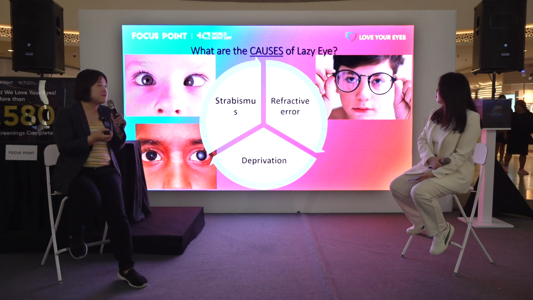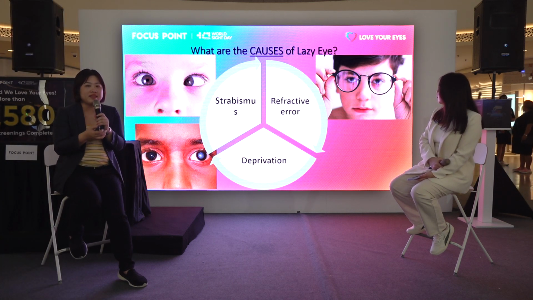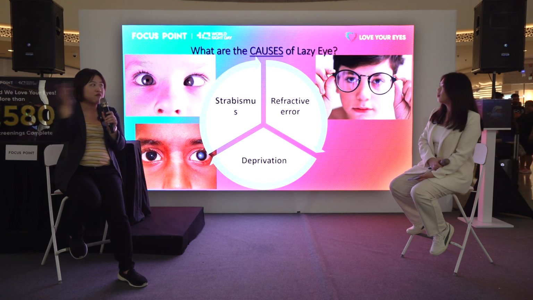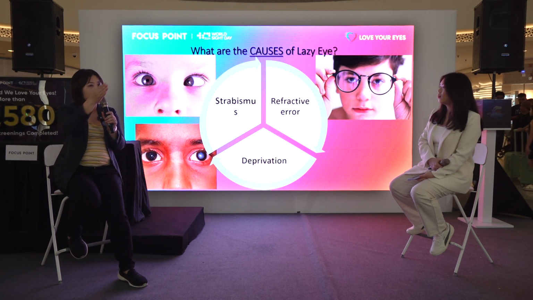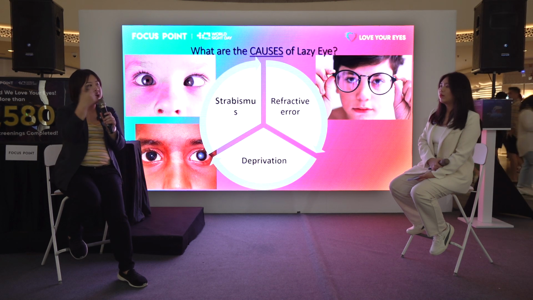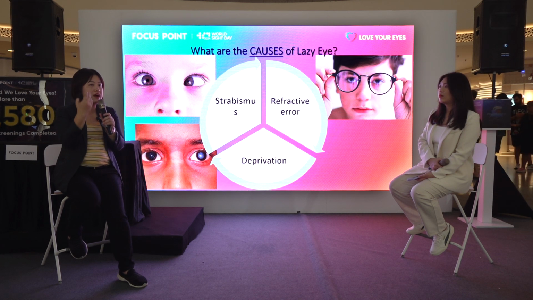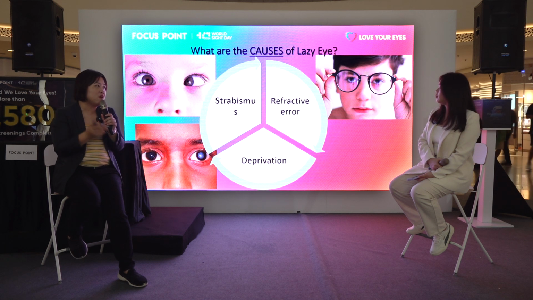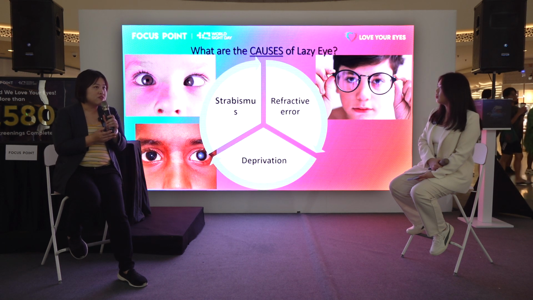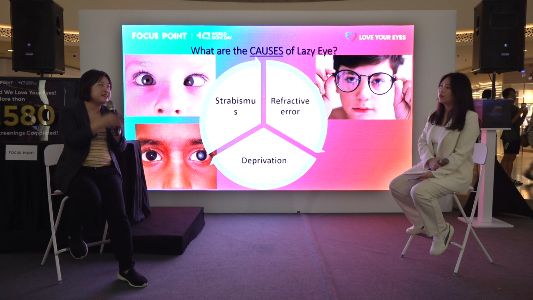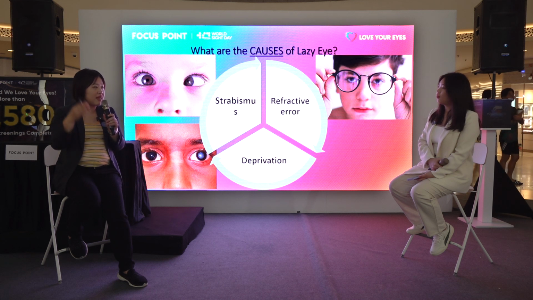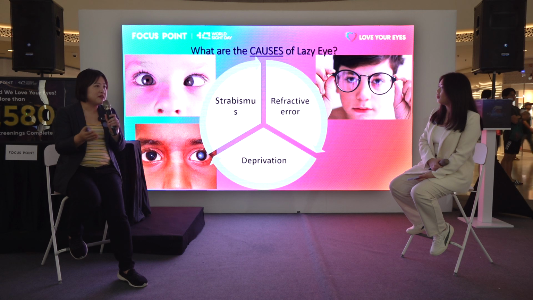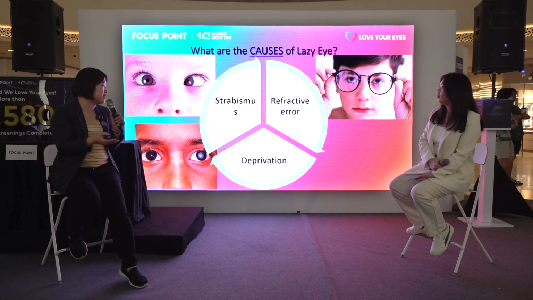Then strabismus is squint. Squint can also cause lazy eye because when you have a squint, your eye will divert out or divert in. It's not looking straight ahead. So that eye will have a deprivation of stimulus. So that squinting eye can also be a lazy eye. You can actually have lazy eye then develop squint, or you can have squint then cause lazy eye. So it can be either before or after, but it's closely related.